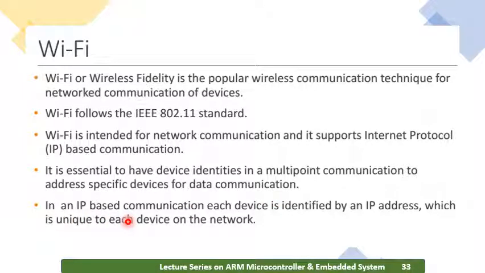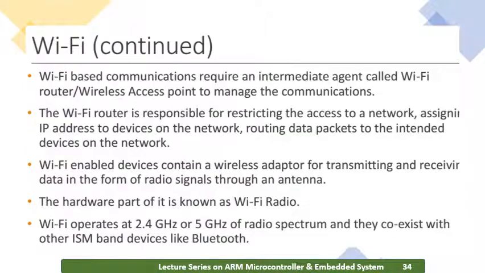based communication. Normally to access the IP address. And this Wi-Fi based communication requires an intermediate agent called a Wi-Fi router or Wi-Fi access point to manage all the communications. The Wi-Fi router is responsible for restricting the access to a network, and once the access is permitted, you can use the network.